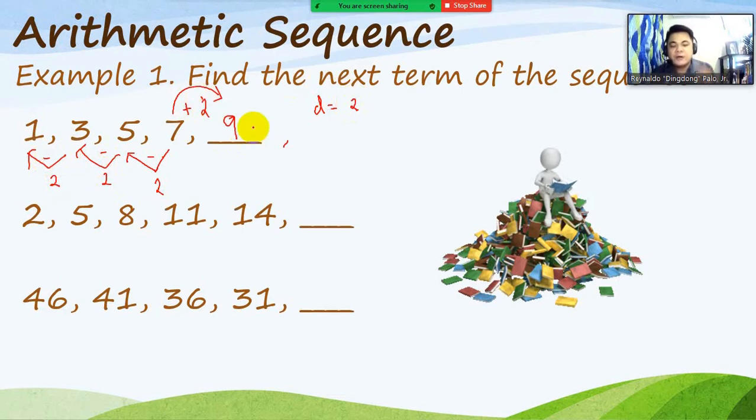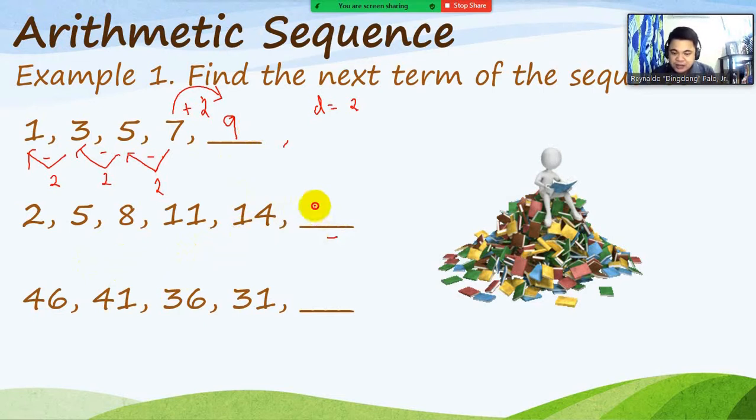Remember that to get the next term in an arithmetic sequence, you have to add the common difference to the given last term. Okay? Let's have the second one: 2, 5, 8, 11, 14. What do you think is the last term? The last term is 17.